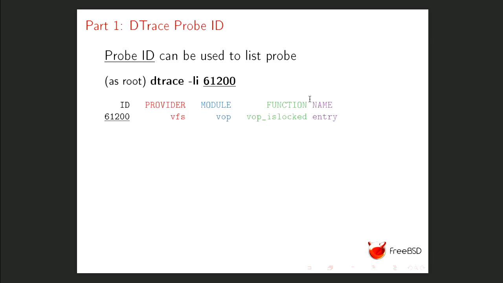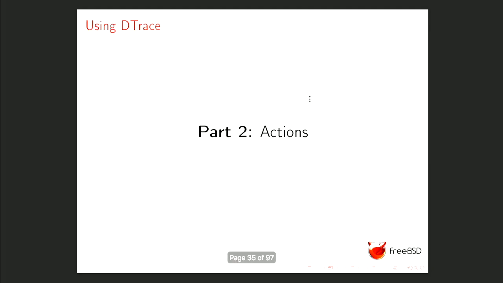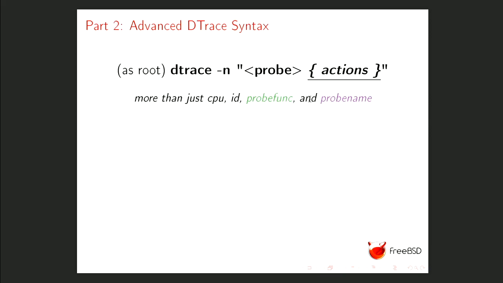Ask dtrace to list that by ID. Oh, okay, so that was via VFS, VOP is locked entry. So now, the next thing you learn is actions. Because isn't it more useful to actually ask dtrace to emit something more than just that bare bones information? So this looks like that.